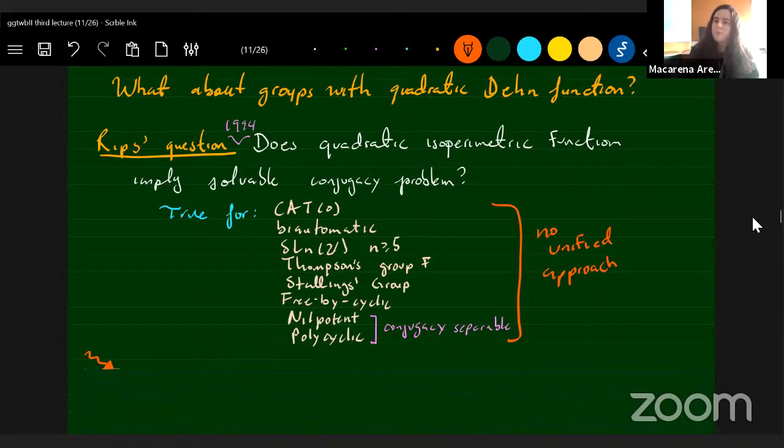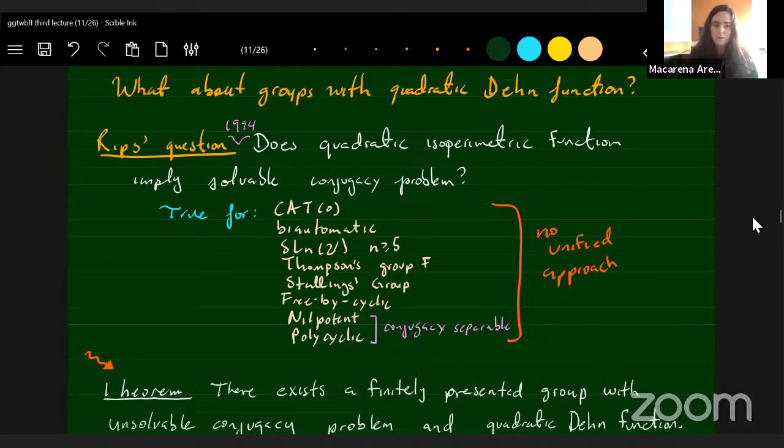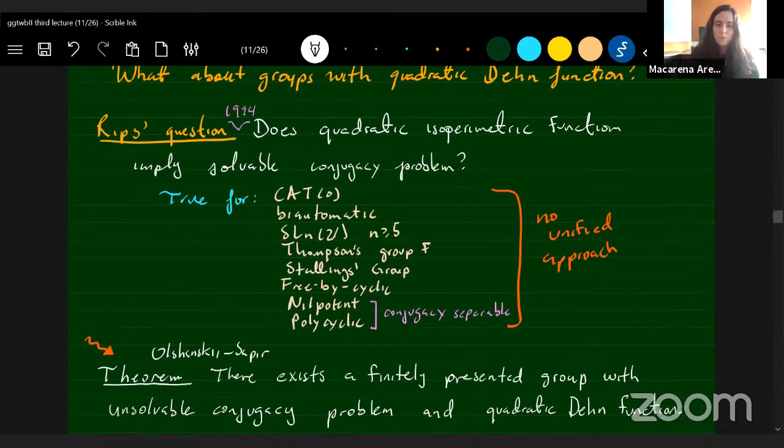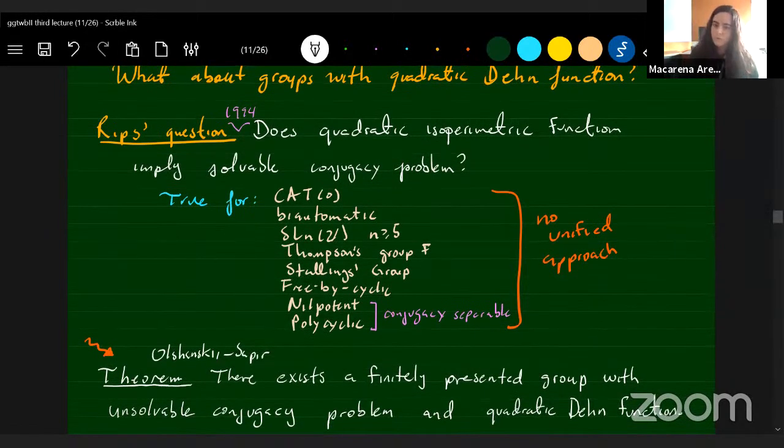And this was an open problem for a very long time, but it's a very recent theorem of Olshanskii and Sapir that there actually exist finitely presented groups that have an unsolvable conjugacy problem and a quadratic Dehn function. So Rips' question, the answer is no.